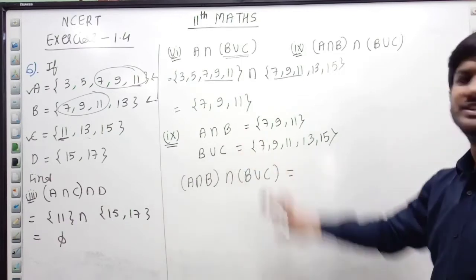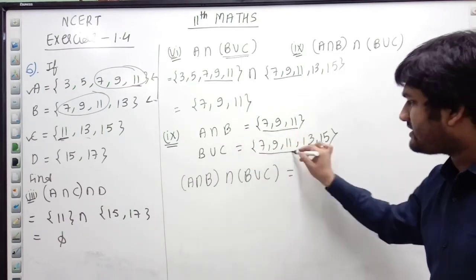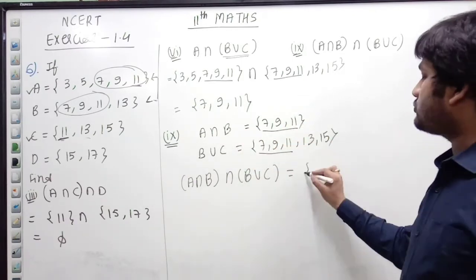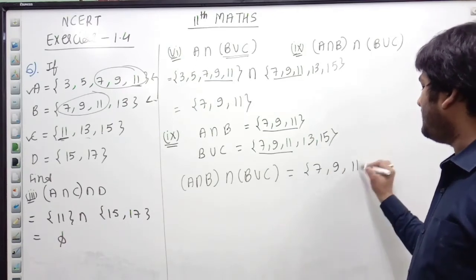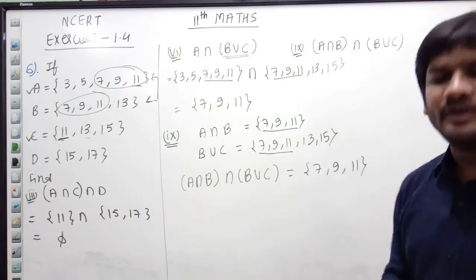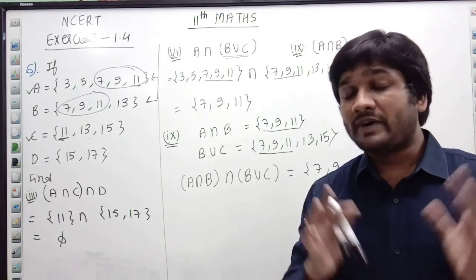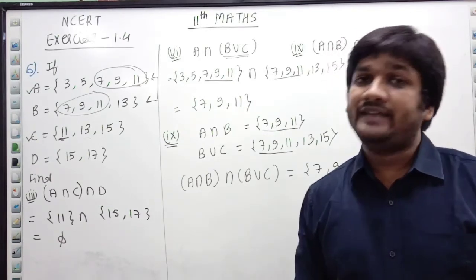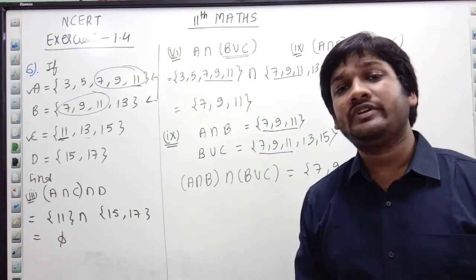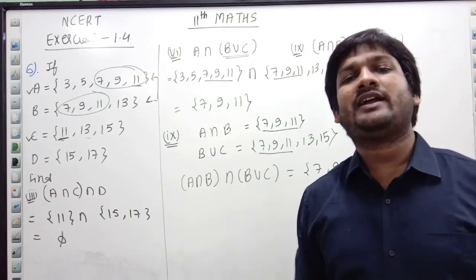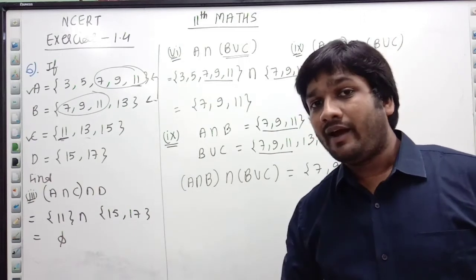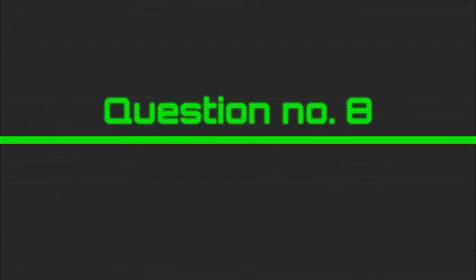इन दोनों के बीच में intersection लेना है. 7, 9, 11 is common. Intersection means common. So answer is 7, 9, 11. So by following step by step, you can easily solve this question. So by solving these three questions, I think the concept of intersection and union is clear. And if it is not clear, then watch the video again and solve the question.